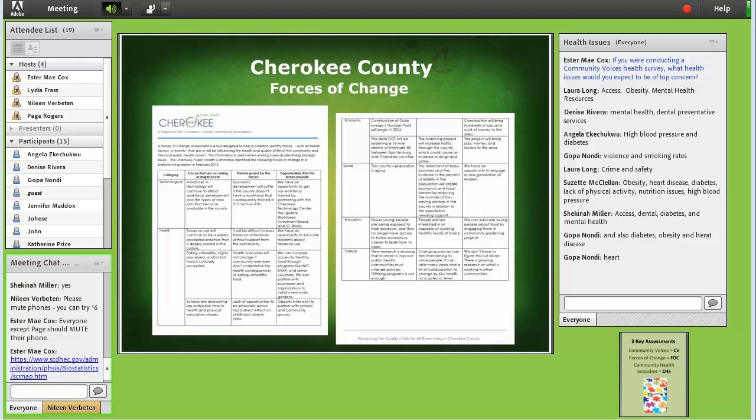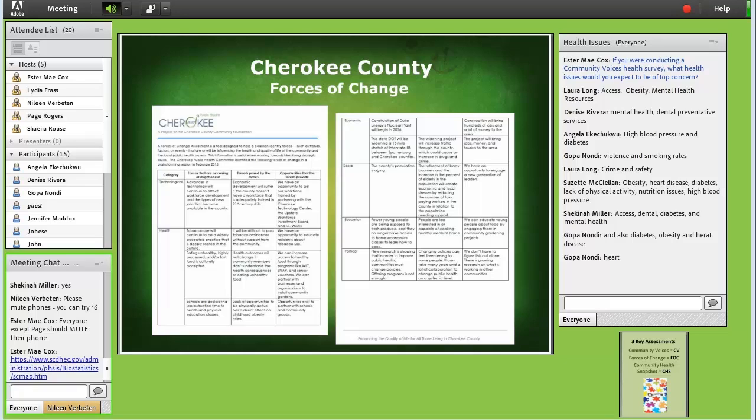Tobacco was an issue that came up in the health category, in addition to just the whole thing about healthy eating, unhealthy eating, and lack of physical activity. They had some concerns about whether schools are adequately addressing that.